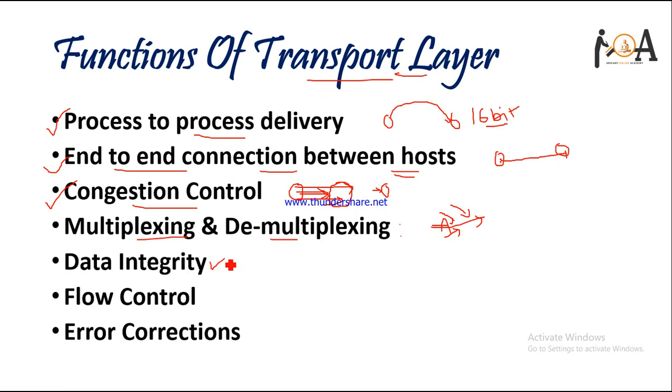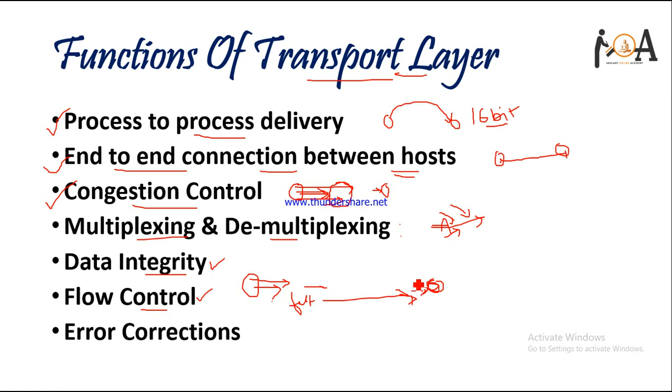The next one is data integrity. Whenever data is received from the application layer or from the other side, the integrity check is done by the transport layer, right? Then flow control is there. In flow control, suppose the sender is sending messages at a very fast rate, but the receiver is receiving at a slow rate, meaning the capacity of the receiver to take in data is very low, but the capacity of sending data is very high. So if fast data is sent to the receiver, it will create a flow control problem.